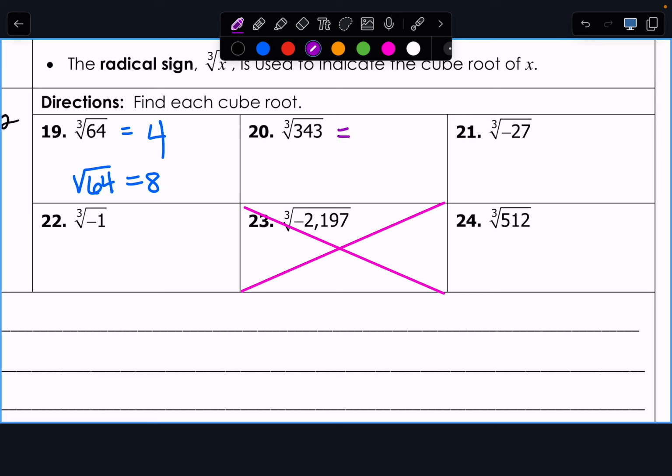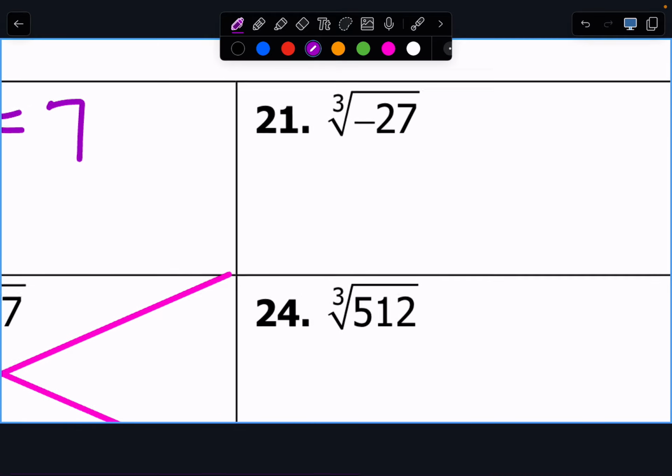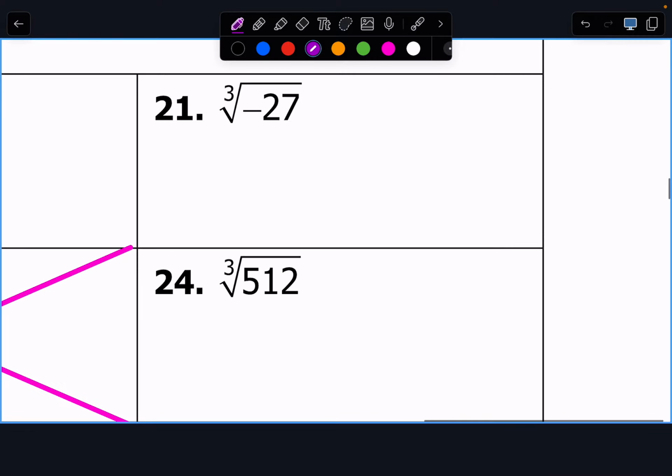All right, the cube root of 343. Think about it. What number is it? 7. Definitely not 2. Okay. Now, the cube root of negative 27. Well, what number to the third power is 27? 3. Since there's a negative underneath, that means our answer is going to be negative 3.